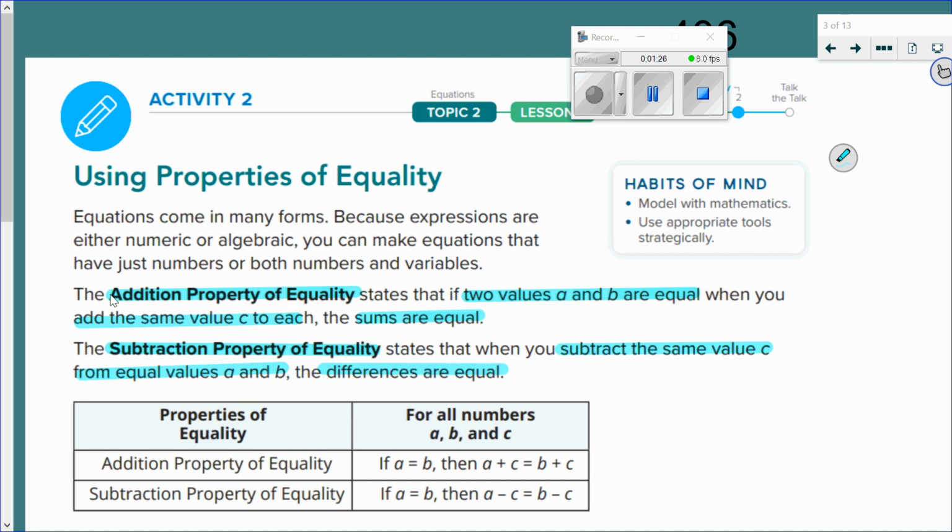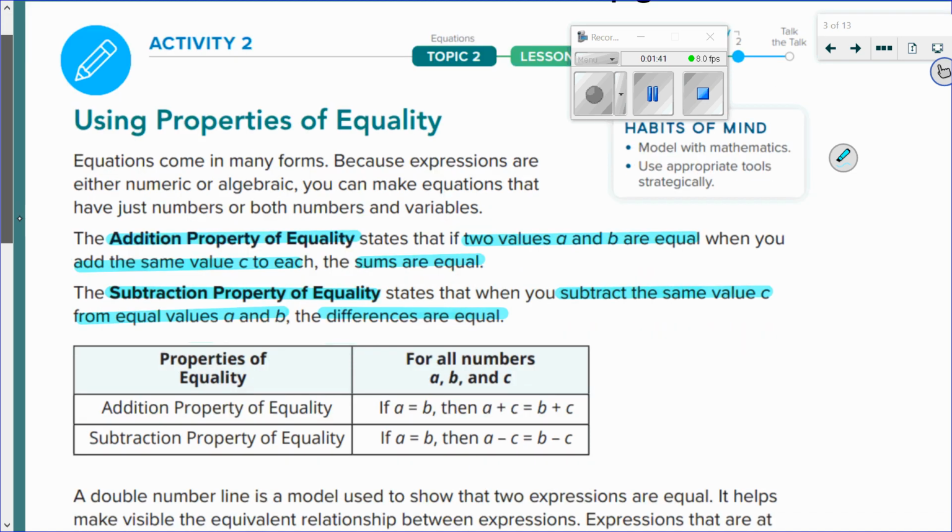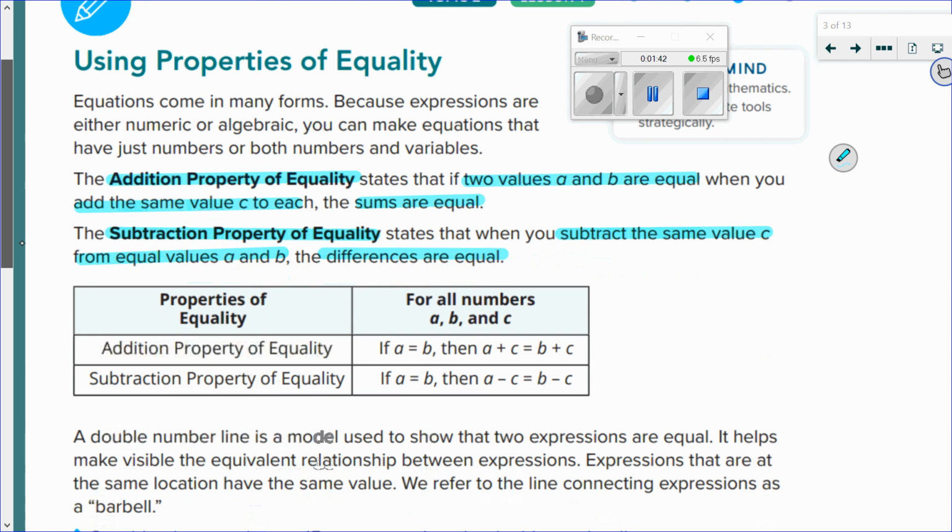In other words, all it's saying is if I have an equation where one side equals the other, and I add the same amount to both sides, my equation stays true. Same thing with subtraction. If I have an equation where two opposite sides are equal, if I take the same away from both of them, it is still true.